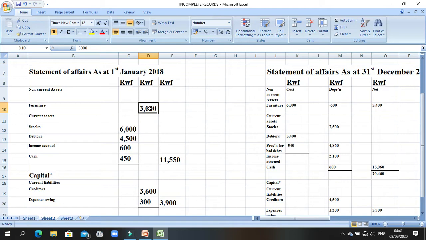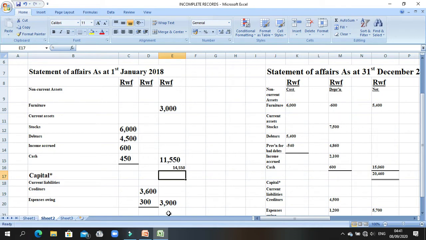That means our furniture is equal to 3,000. The total assets will be equal to, we are taking this and also we add this to get the total asset, which is equal to this. So what about the opening capital? That is what we are looking for.